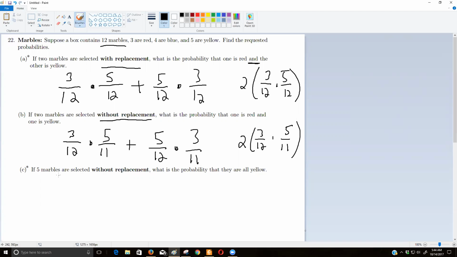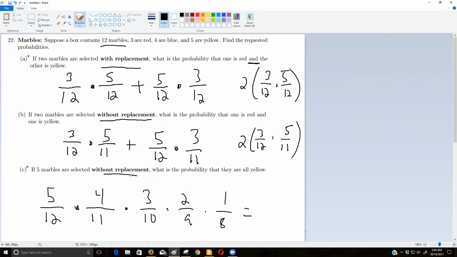Okay. Now, if 5 marbles are selected without replacement, what's the probability all of them are yellow? Well, the very first marble is 5 out of 12, 5 yellows out of 12. Now, let's assume that I took the yellow marble out. There's only 4 of them left, and there's only 11 marbles left in the box. And then 3 out of 10, and 2 out of 9, and 1 out of 8. And that's 5 marbles, 5 draws. I just have to multiply all those fractions, and I'll get the answer. So that's how you do this kind of problem.